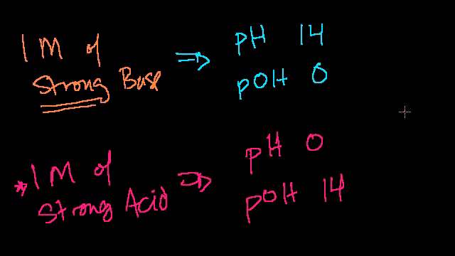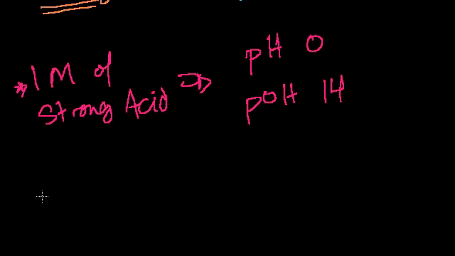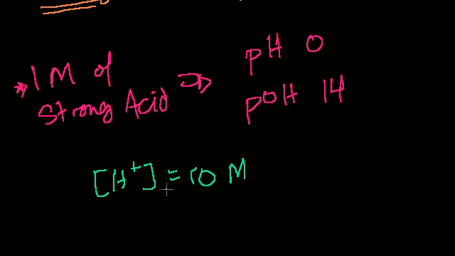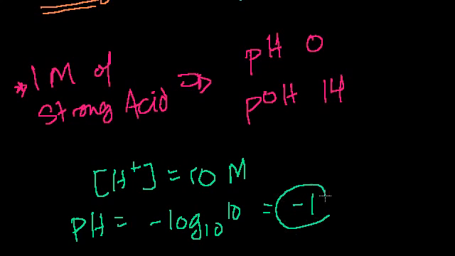If you had 2 molars of a strong acid, or actually if you had 10 molars, right? Let's say you get your hydrogen concentration to 10 molar. So if you had 10 molar of a strong acid in an aqueous solution, what's your pH going to be? Your pH is going to be the minus log base 10 of 10. The log base 10 of 10 is 1. 10 to the first power is 10. So this is equal to minus 1. So you'd have a pH of minus 1 if you had 10 molar of, say, hydrochloric acid or nitric acid or anything like that.